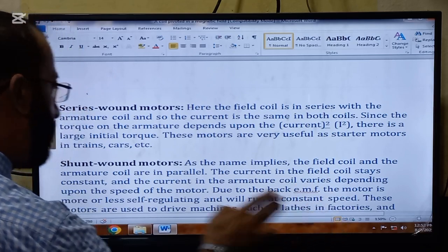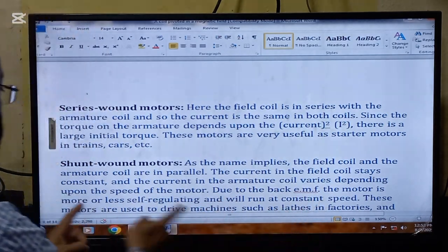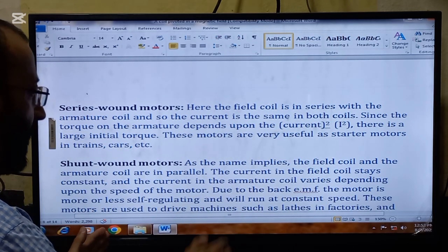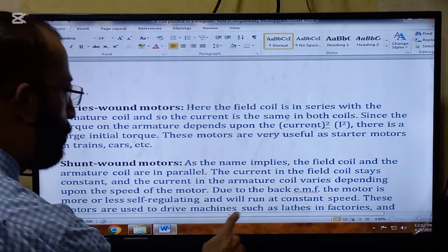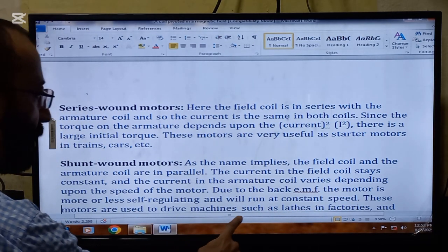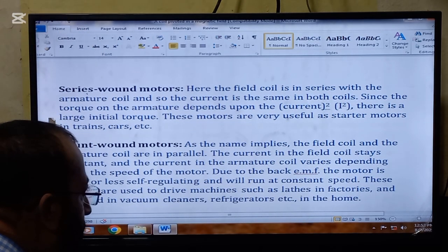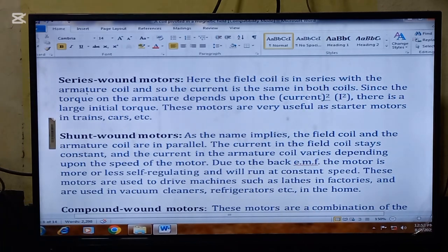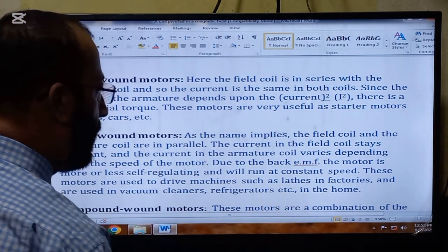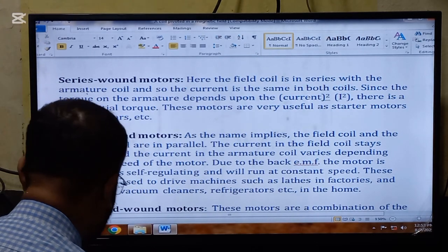The current in the field coil stays constant and the current in the armature coil varies depending upon the speed of the motor. So the more the speed, the more the current, and the less the speed, the less the current. Due to the back EMF, the motor is more or less self-regulating and will run at constant speed. These motors are used to drive machines such as lathes in factories and are used in vacuum cleaners, refrigerators, etc. in homes. So they are actually self-regulating machines.